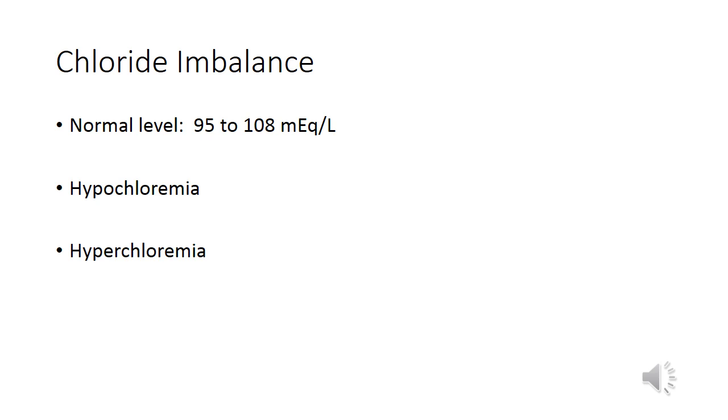Hypochloremia, or chloride deficit, is a serum chloride level less than 95 milliequivalents per liter. A decrease in serum chloride is usually accompanied by a decreased serum sodium, potassium, or both. Hyperchloremia, or chloride excess, is a serum chloride level greater than 108 milliequivalents per liter. An increase in serum chloride is usually accompanied by an increase in serum sodium, potassium, or both.